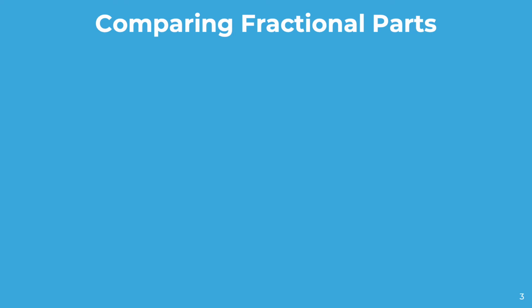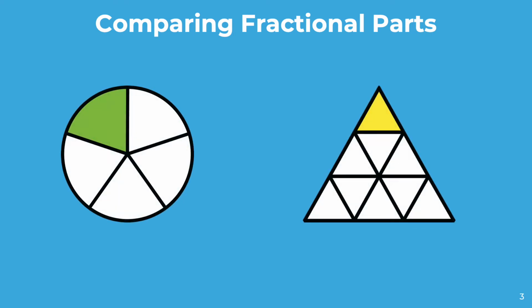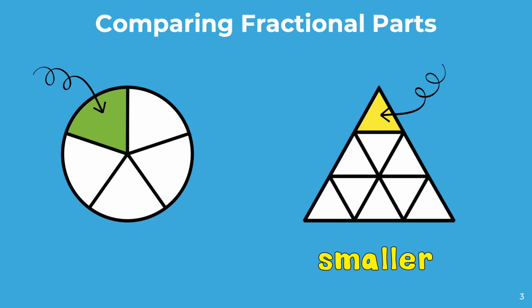Let's look at another example. These two shapes are the same size. To compare the size of the partitioned areas, look at the size of each of the shapes. Which one has larger pieces and which one has smaller pieces? I can tell that the triangle has smaller pieces because the shaded area is smaller than the circle's shaded area. So the circle has larger parts.